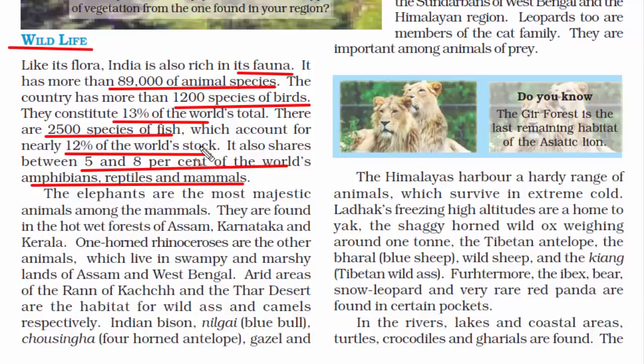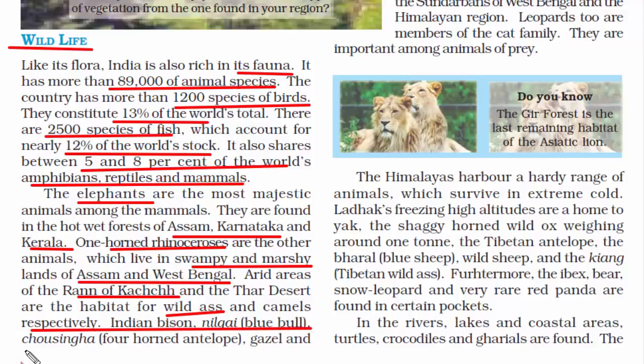So these are some statistical figures. You don't have to remember all of this, just have a quick glance at them. So you can find elephants in Assam, Karnataka and Kerala, and then you have the one-horned rhinoceros, which you can find in the swampy and marshy lands of Assam and West Bengal. So swampy and marshy are nothing but mangroves, which you will find near the Sundarban Delta. Then you'll have a lot of wild asses and camels near the Rann of Kutch, which is in Gujarat. So all these kinds of things, just have a quick glance at them, that's it. You don't have to remember everything.